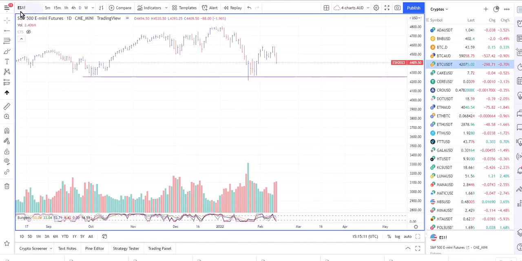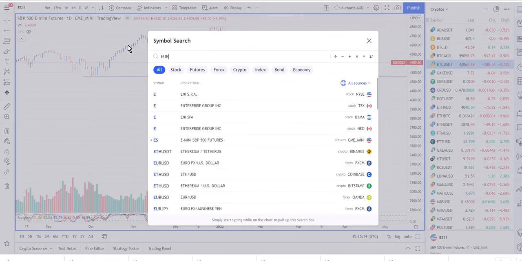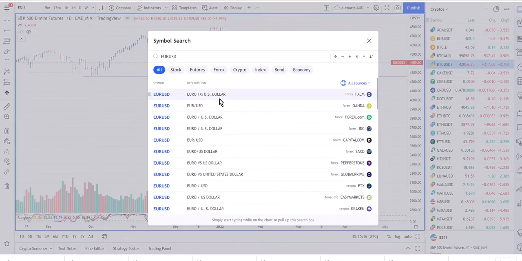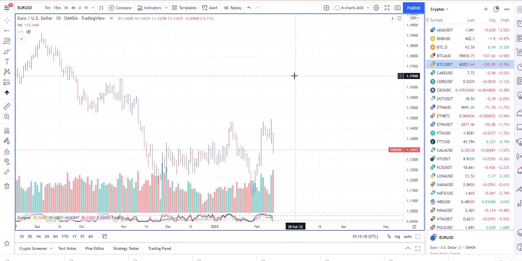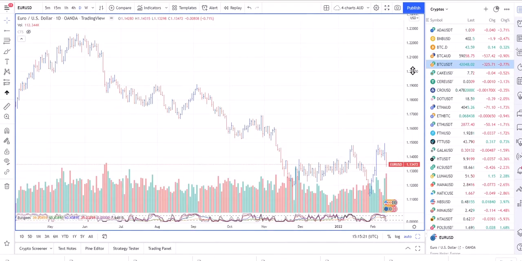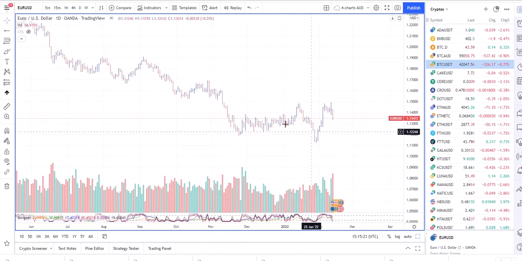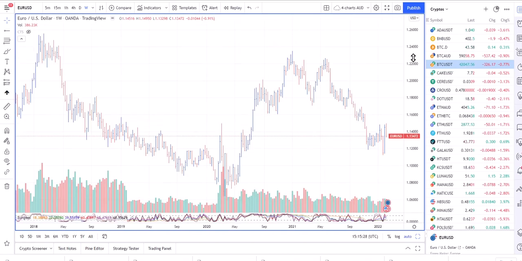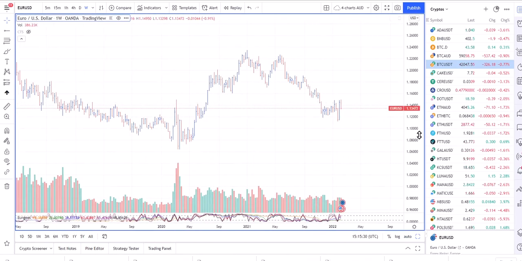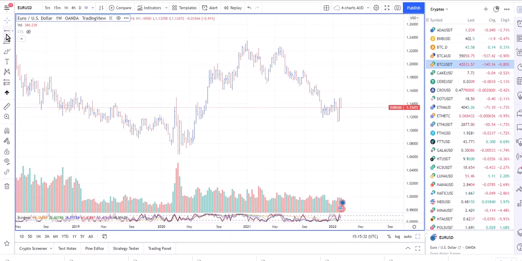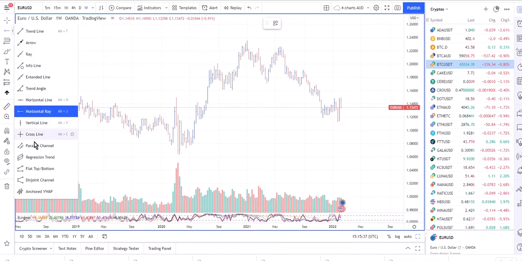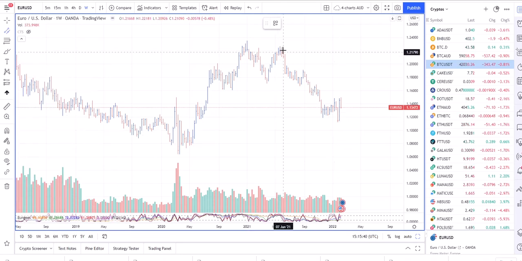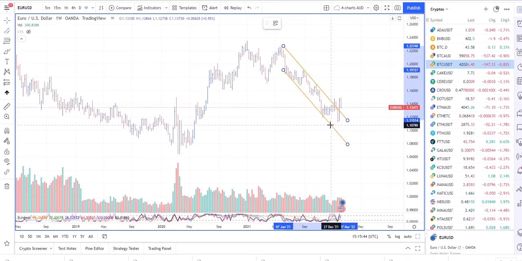After S&P 500, I start with the Euro USD. The Euro USD on the weekly time frame is showing us some sign of weakness in the euro. It means that the US dollar is getting stronger, and if you can draw a channel on the weekly time frame, it already looks like the channel has been broken, so you can see that area.